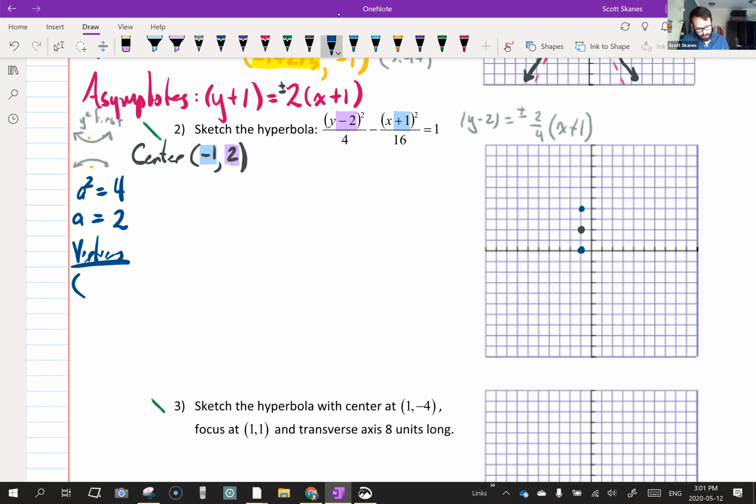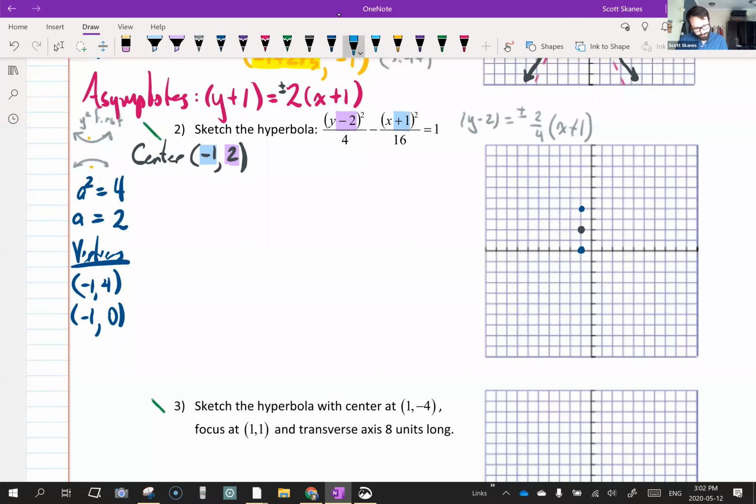So that would be negative 1 and 1, 2, 3, 1, 2, 3, 4, negative 1 and 4, negative 1 and 0. Those are my vertices. You add and subtract from the center. So if you have a center, you go up by A and you get your vertex. You go down by A and you get your vertex. So that's y values being affected, not x values.